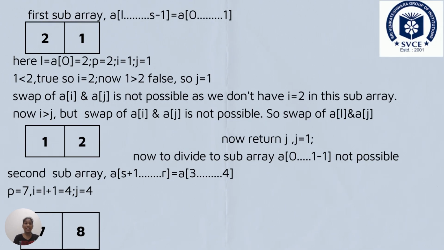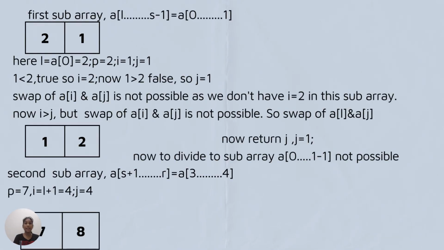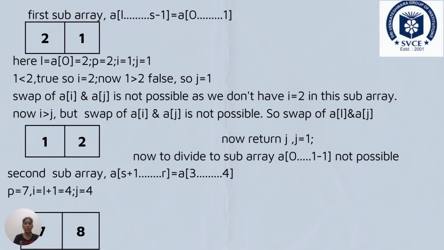Now, we will return it to S. Now, we will consider the sub-arrays. L is 0, S minus 1. S is the J value 2 that we returned. So S is 2, and 2 minus 1 is 1. So A of 0 to 1 is our sub-array. A of 0 to 1 is nothing but 2 and 1.